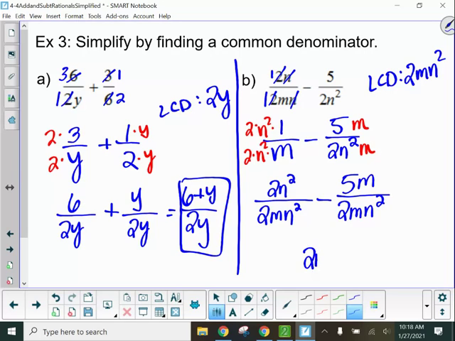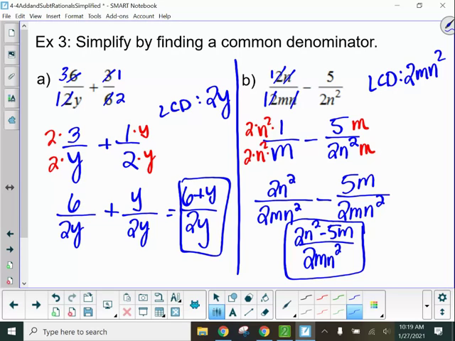And then I combine my numerators together. So I have 2n squared minus 5m. There's no common factor on the top because my letters are different. No number is a common factor, so there's nothing I can do with that. That is simply your final answer.